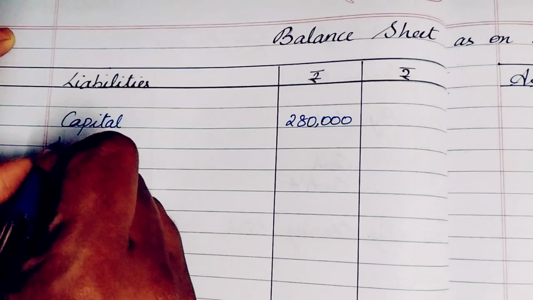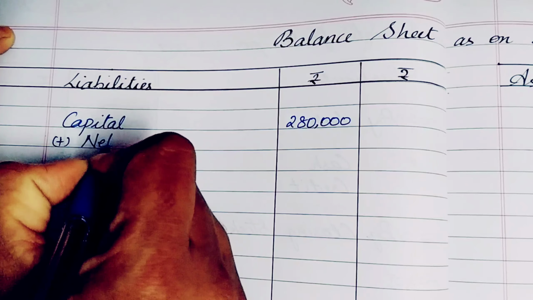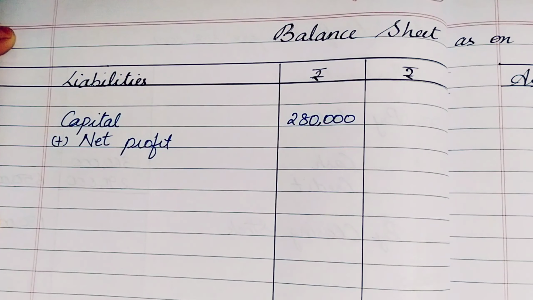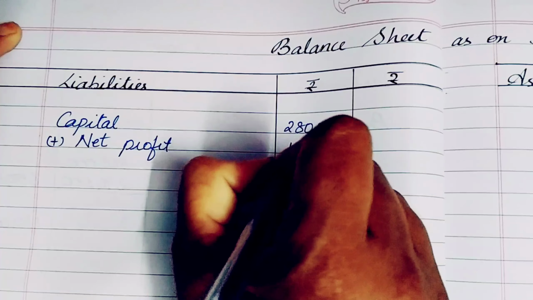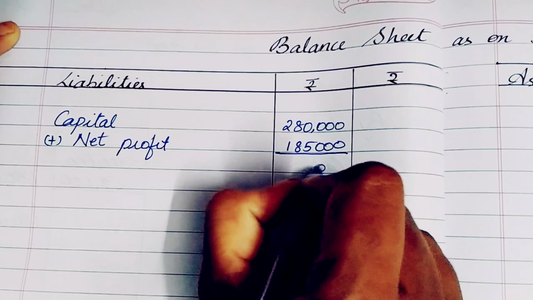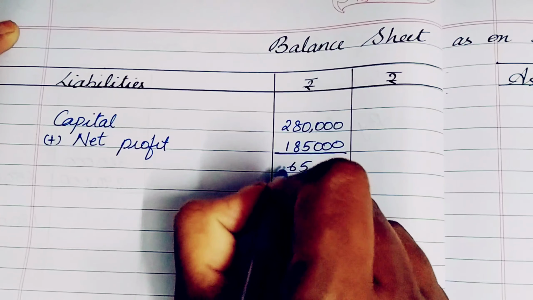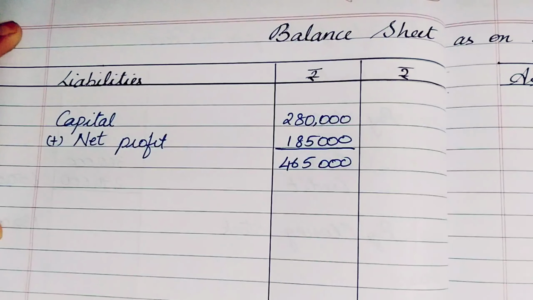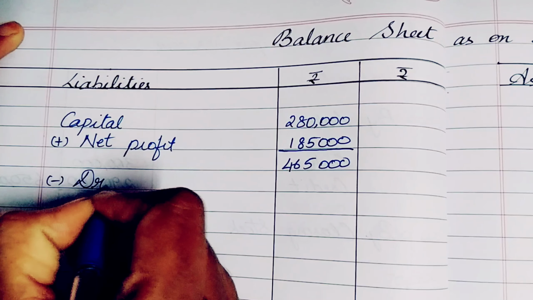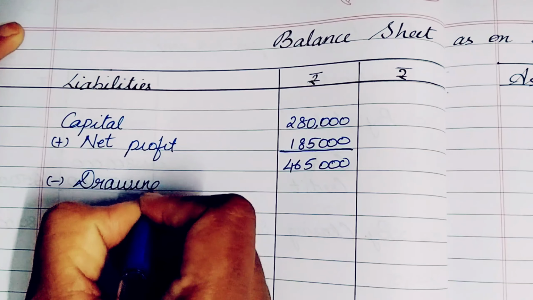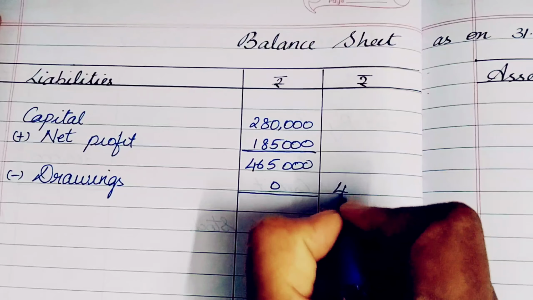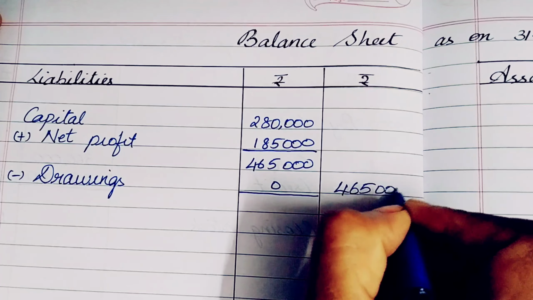Next you must add the net profit if any. So we have a net profit. So we're going to add the net profit from the profit and loss account. So 1,85,000 is the net profit in the profit and loss account. So we are going to add it along with the capital. So if we add it, we'll get 4,65,000. Now we do not have any drawings, but for format's sake, I write it and I'm going to push the account out. So the gross value is 4,65,000.